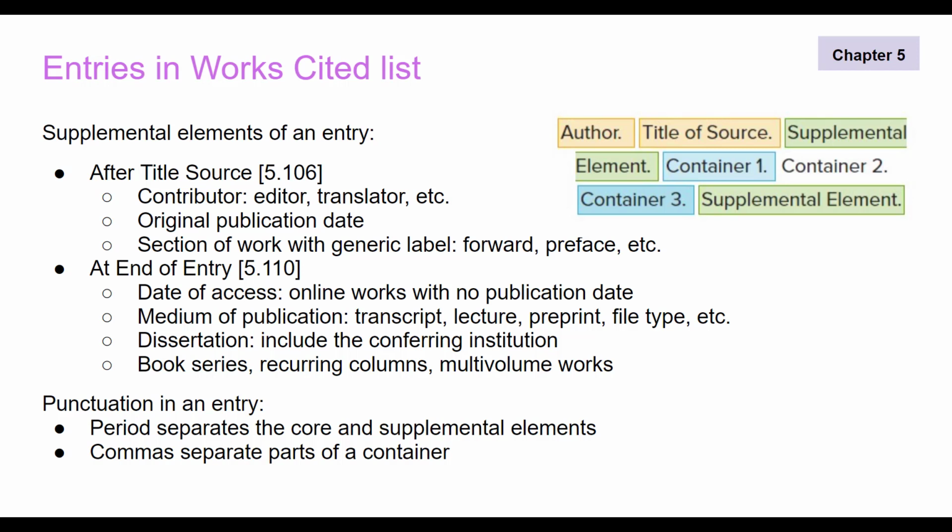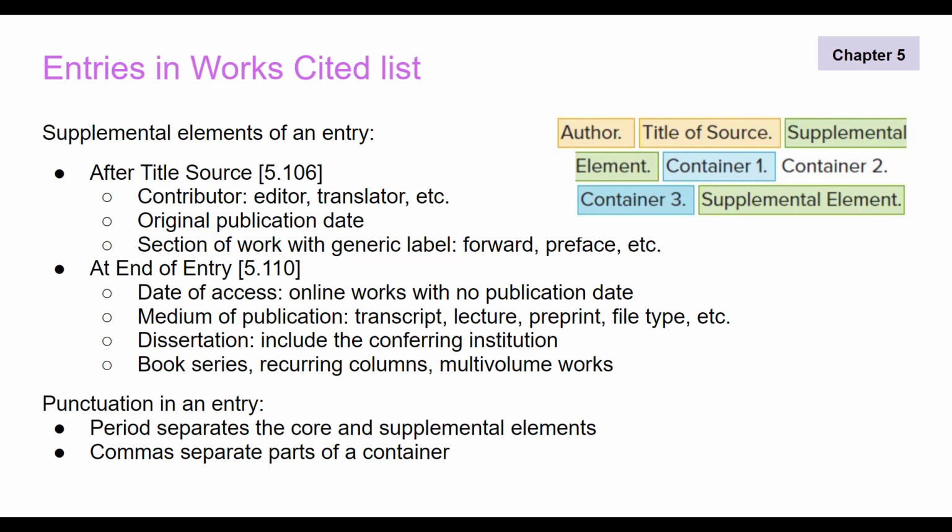And then the last thing, sometimes if you're citing an article that's coming from a recurring column, or a book that's in a multi-volume work, or a book in a series, you might want to put the title of that series, the title of that column, something like that at the very end. Again, you'll see this a lot more with book series and dissertations. Those are really specific ones.